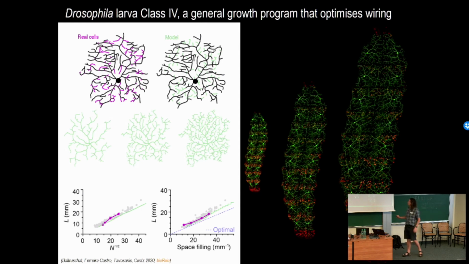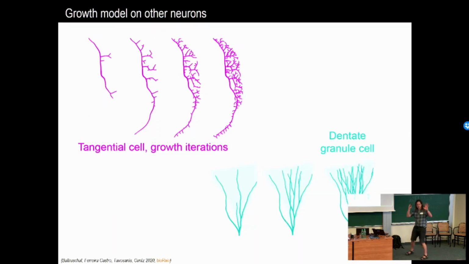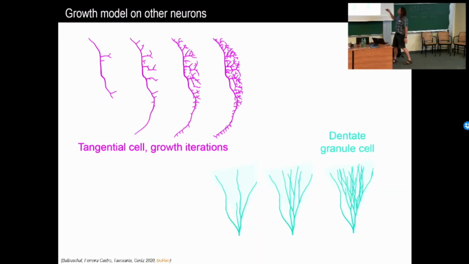I also have to be careful that I stay approximately in time, 5 minutes. Okay. So you see, we can reproduce these fake larvae that grow where every dendrite of these class 4 dendrites is reproduced. But we can use this one iteration of growth that we got from fly larva dendrites to reproduce the developmental growth of other cells, granule cells in the dentate gyrus, or other fly cells, these tangential cells. And so this is now getting a bit surprising, but again, I'm overselling, of course.